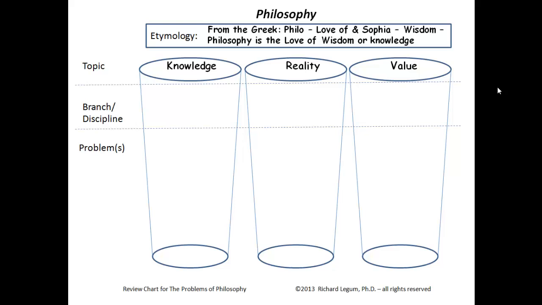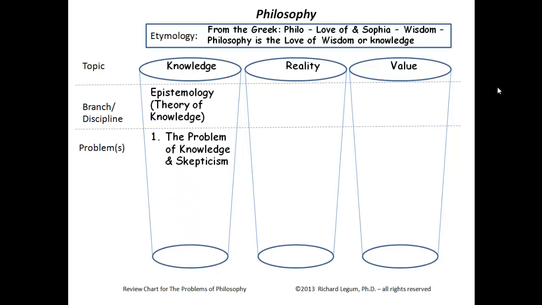And now in the next section, we were supposed to put in the branch in which these particular topics are studied. And the branch of philosophy that studies knowledge is epistemology, or theory of knowledge. And the problems that we mentioned were, first of all, the problem of knowledge and skepticism. Do we really know anything? Or sometimes, do we really know anything about the world outside of us, outside of our mind?